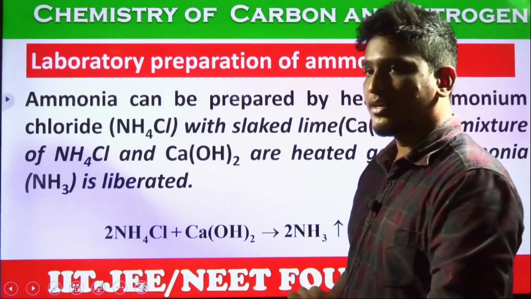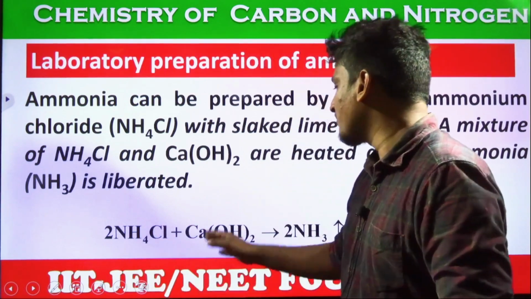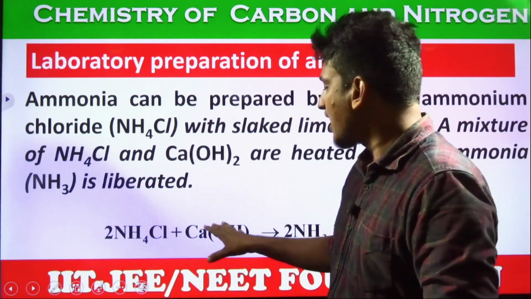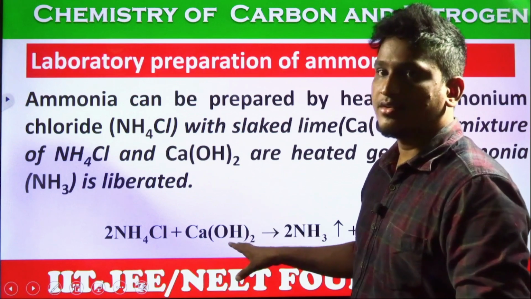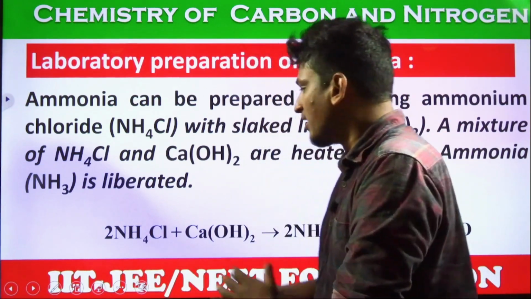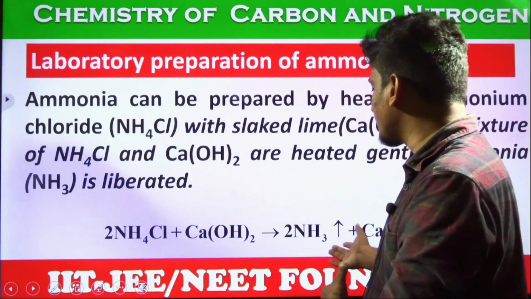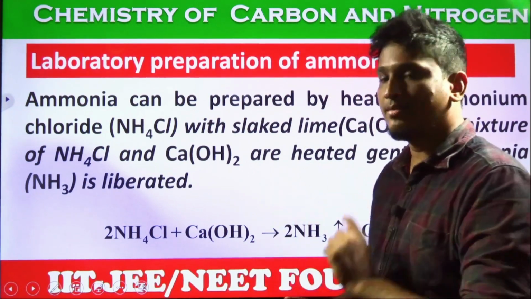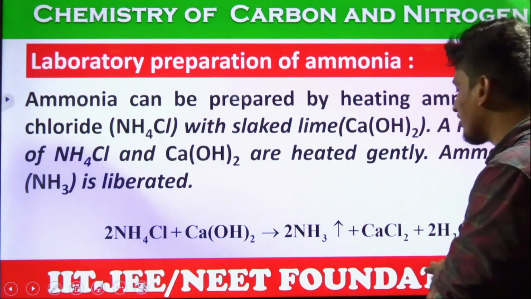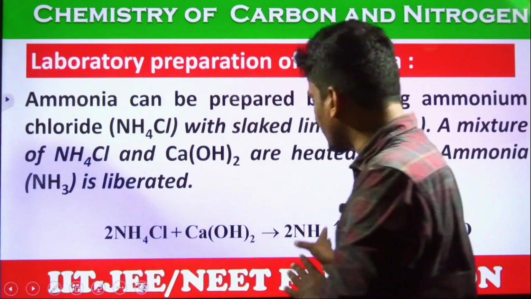How to synthesize ammonia? Ammonia can be prepared by taking ammonium chloride plus slaked lime, which is nothing but calcium hydroxide. Slaked lime is a general name, and calcium hydroxide is the chemical name. When these two compounds react, they synthesize ammonia, NH3. You can see 2 moles of ammonia will be generated, and we can expect the byproducts calcium chloride and H2O.